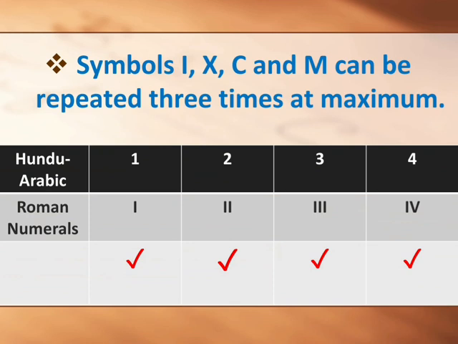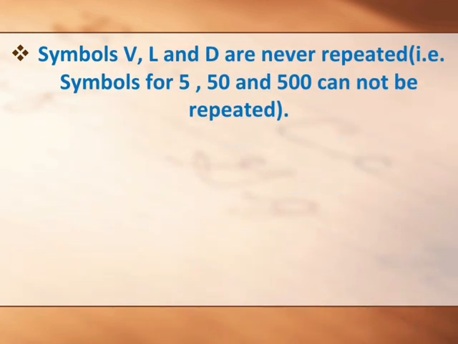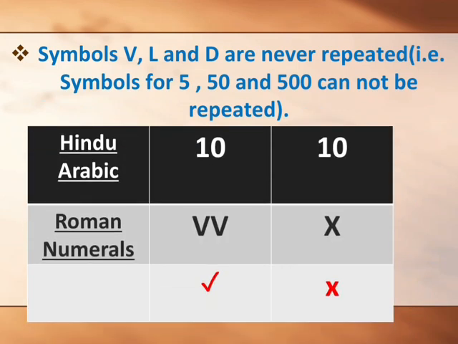Let's see an example. We can write 1 as I, 2 as II, 3 as III. But we cannot write 4 as IIII. In fact, we write it as IV. The last point of this rule says that the symbols V, L and D are never repeated. That is, symbols for 5, 50 and 500 cannot be repeated. This means we do not write the number 10 by repeating V, but as X.